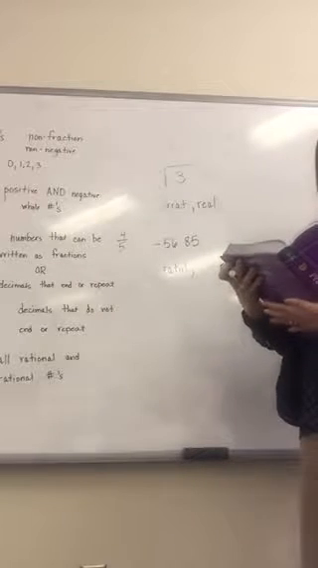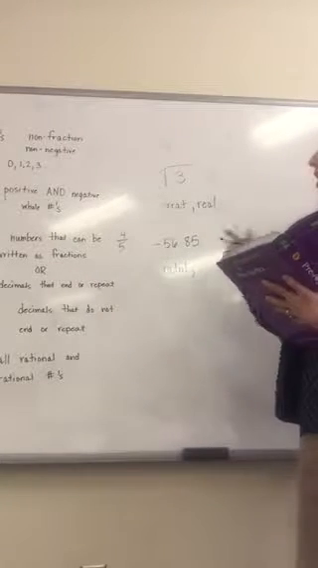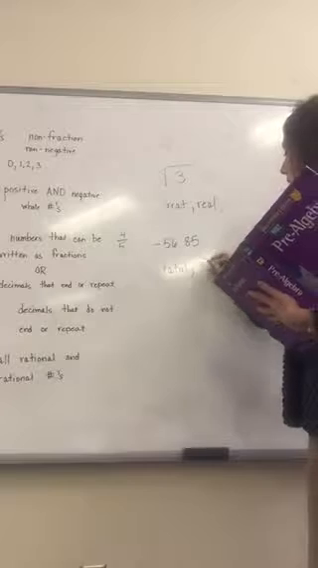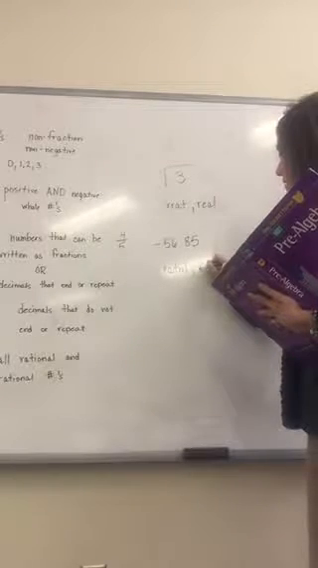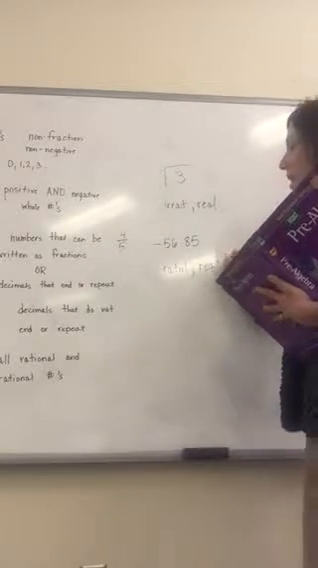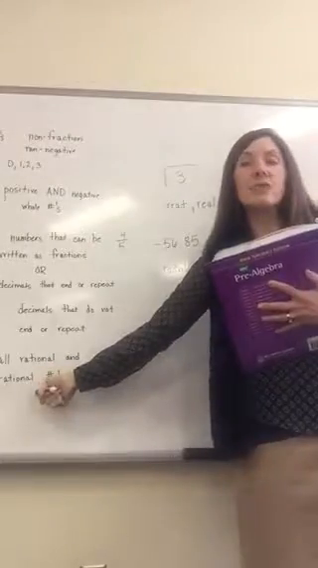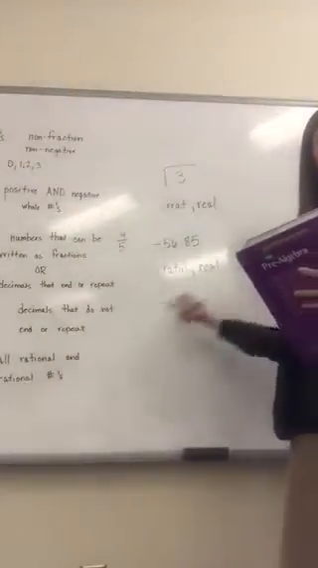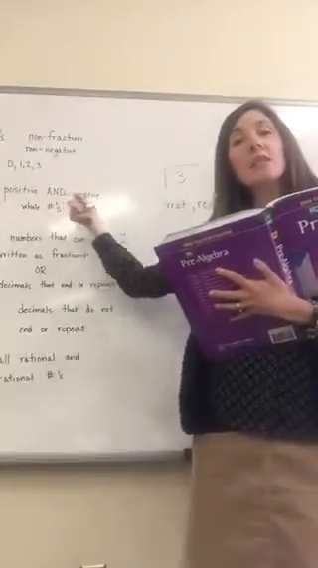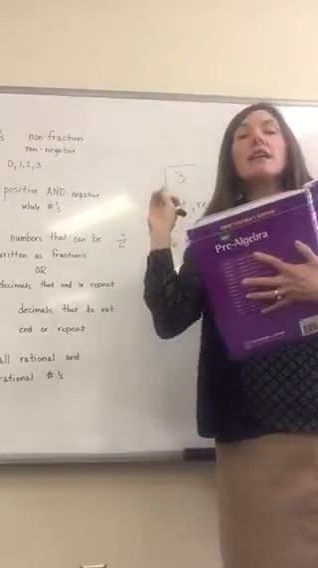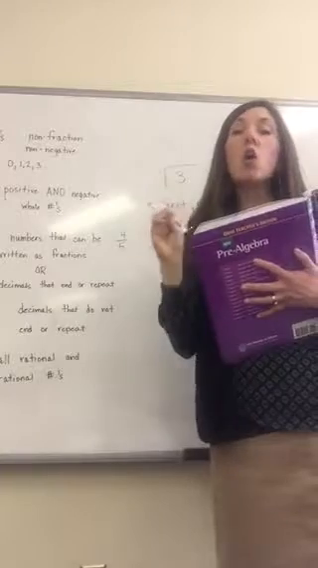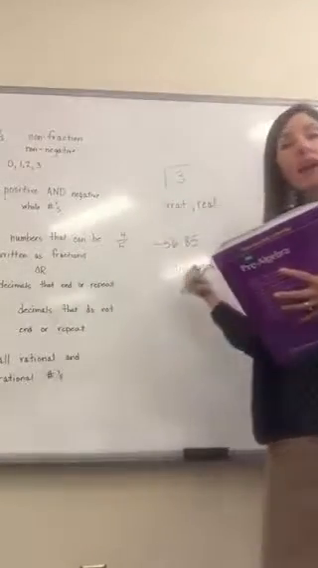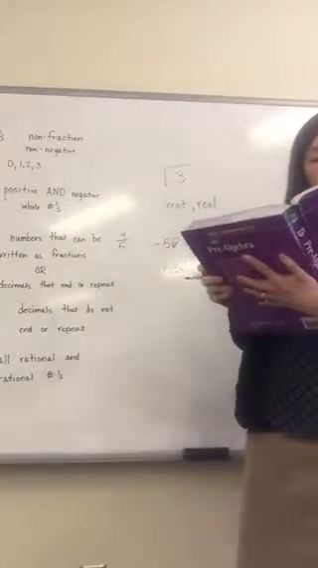And we know that rational numbers are also real numbers because real numbers are all rational and irrational numbers. But is it a whole number? No, because it's a decimal. Is it an integer? No, because integers are negative and positive whole numbers. So it can't be a fraction or a decimal. All right, let's look at another one.